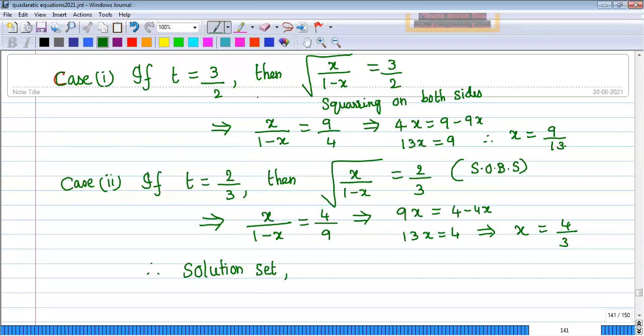Very good observation. I will admit my mistakes. Yes, right. X equals 9 upon 13, comma 4 upon 13. Clear this problem? Yes, sir.